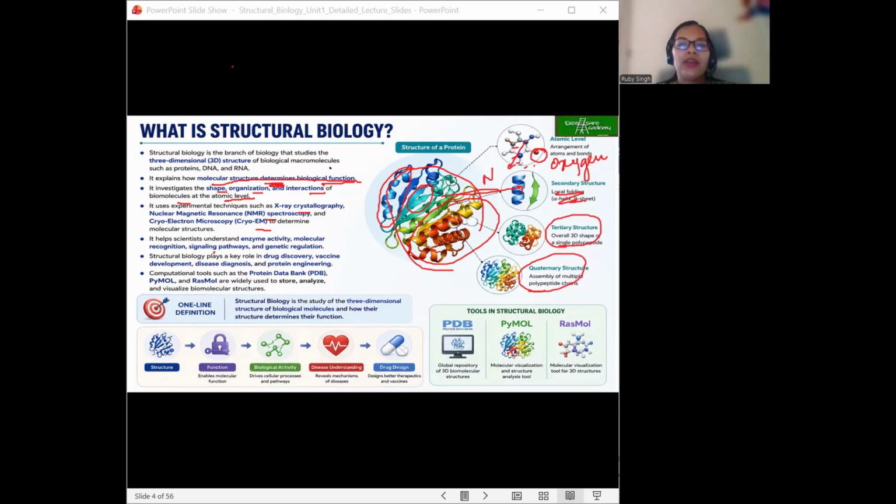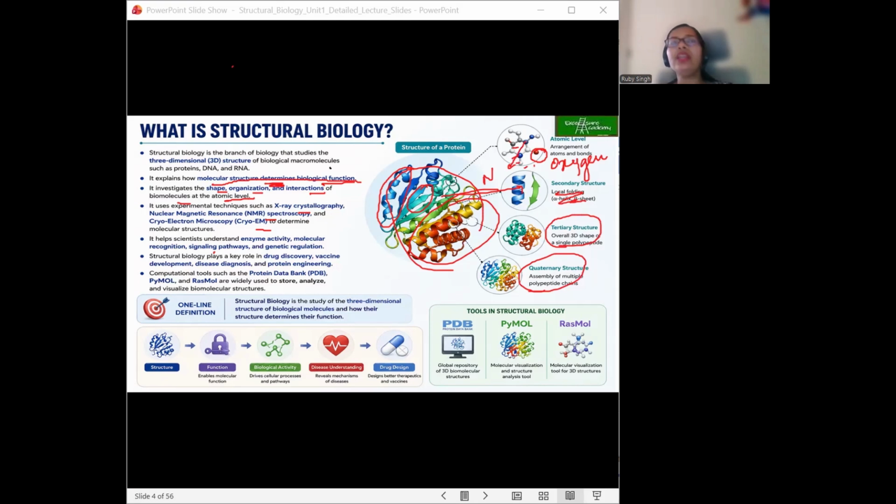Then we have cryo-EM. In cryo-EM, whatever biological molecules are there, let's say your proteins, are rapidly frozen and then visualized under the electron microscope. We use certain computational tools to process these molecular images, and all these images are then converted into the 3D image of that particular structure.